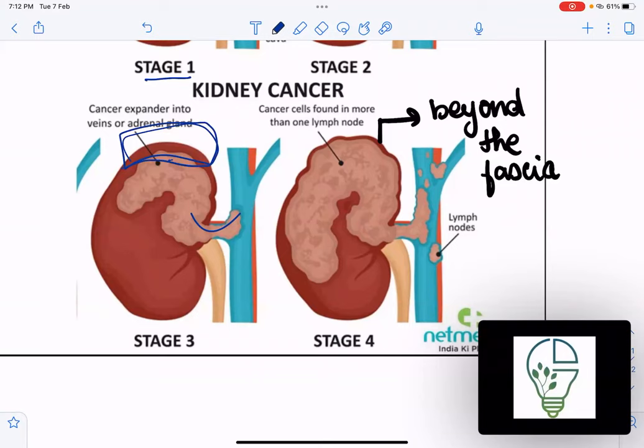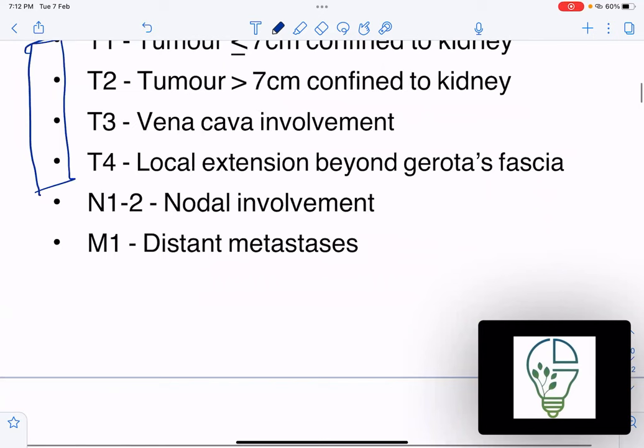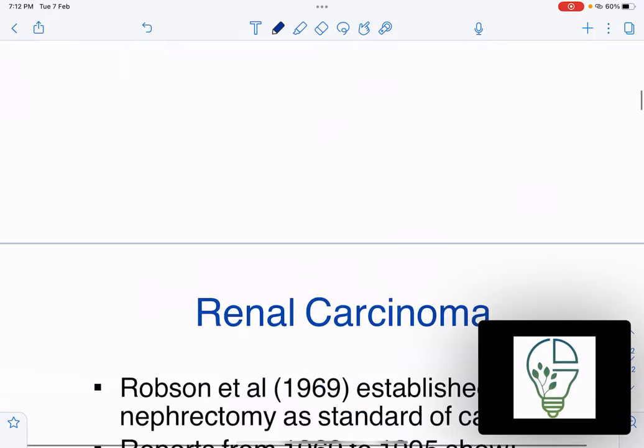Stage three. And stage four is when it goes beyond the fascia itself. And once it has lymph node involvement, we have the N. And once it goes way above the kidney, goes into the liver, into the lungs, brain, etc., we have the mets itself, right? So N1 to 2 is the nodal involvement, and M1 is the distant metastasis itself.